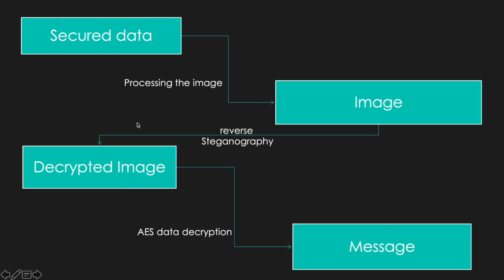In the decryption process, we'll first get the image, we'll process the image applying reverse steganography, we'll get the encrypted message inside the image, and after using AES data decryption, we'll get our final hidden message.